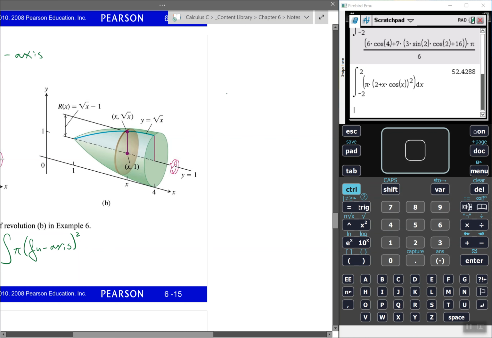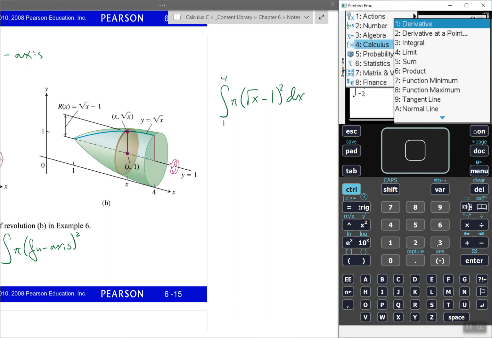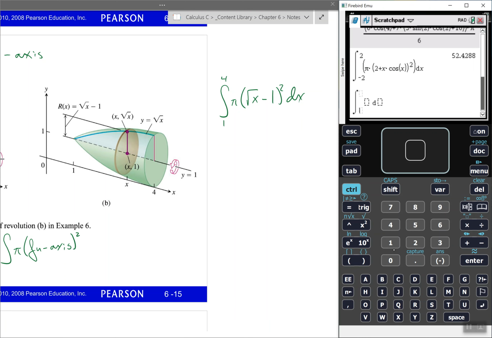Okay, so we have the integral. Again, we take our limits of integration from the axis. The x is what we're integrating, so we take our limits from the x, 1 to 4. Pi, inside or outside doesn't matter. And then our radius is now the function, square root of x, minus the axis of rotation 1, whole thing squared, dx. Again, this is something we want to let our calculator handle. Could we try to do this one by hand? Sure, but why would we? We have the calculator, we should use it.